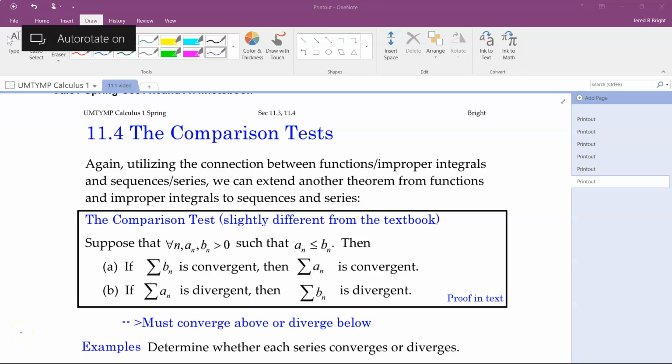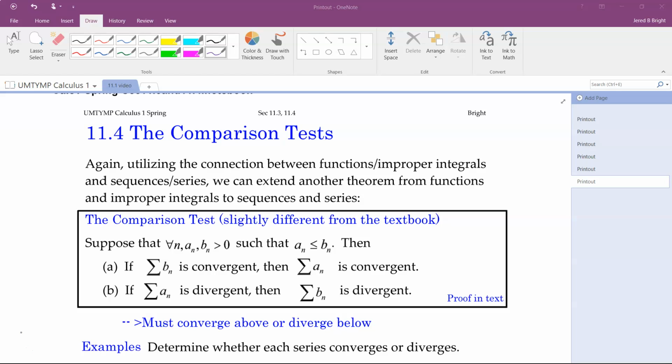Welcome back, and now we get to move on and talk about another test that we can use for convergence and divergence, the comparison test. You can see it on the screen already. It looks very similar to what we saw with improper integrals and their convergence. And because of the connection we made with functions and sequences back in the first video when we were talking about the integral test, that's kind of why the comparison test works.